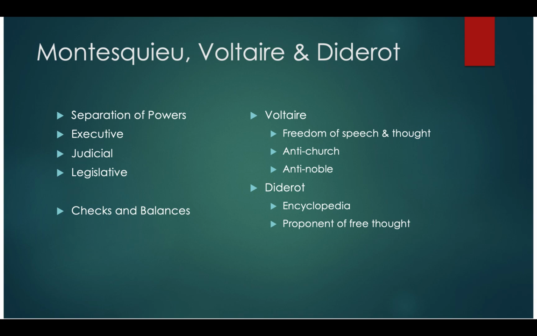Diderot, again, was a huge proponent of free thought and expanding knowledge and giving access to knowledge to many people. And so one thing he does is he creates an encyclopedia, right, which is pretty much a huge reference book that gives information about all different subjects and topics and individuals. So really here the main thing that these French philosophers promoted was freedom of speech and thought and limiting and checking and balancing power in government.